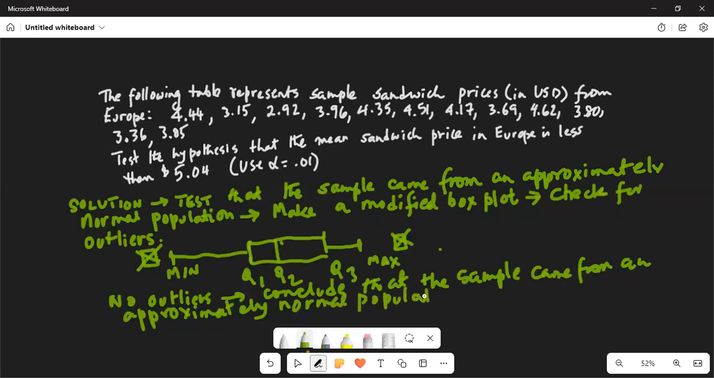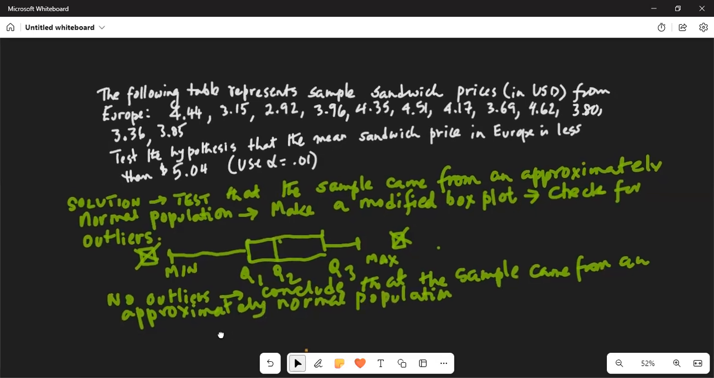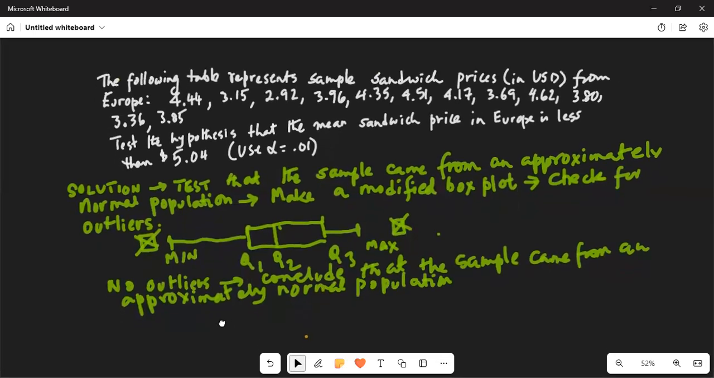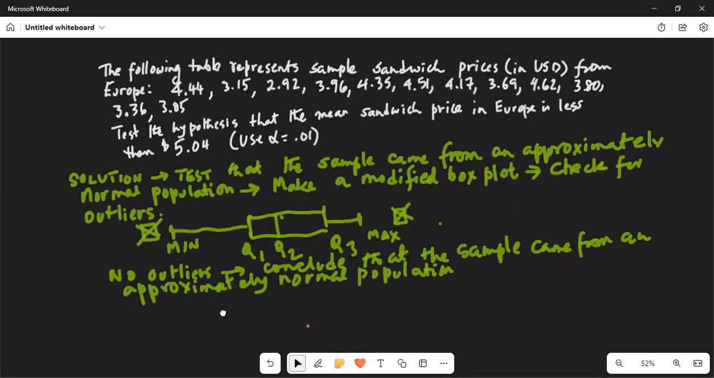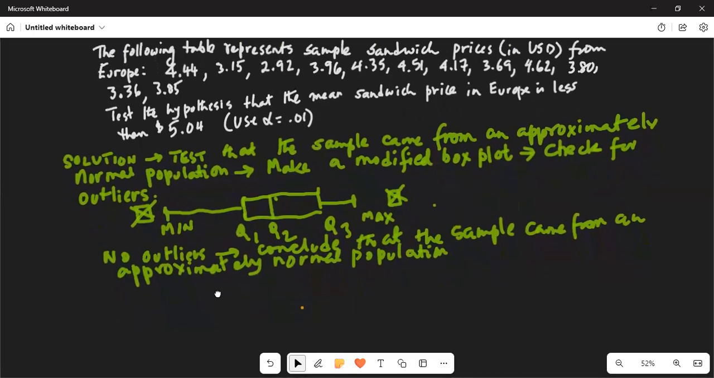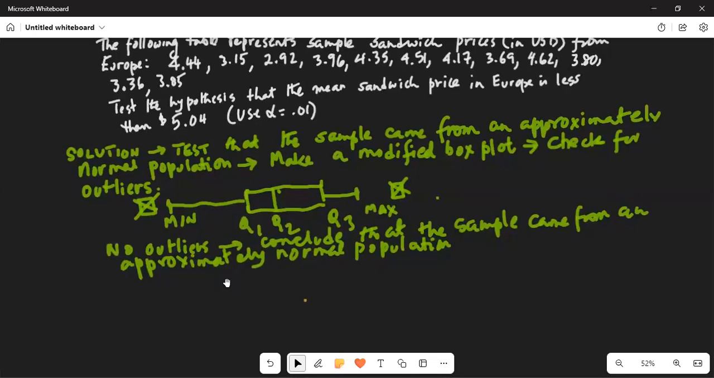Okay. Now we have to test the hypothesis that the mean sandwich price in Europe is less than 5.04. Why did we do a box plot? We want to make sure that the sample came from a normal population so that we can carry on with the hypothesis test.